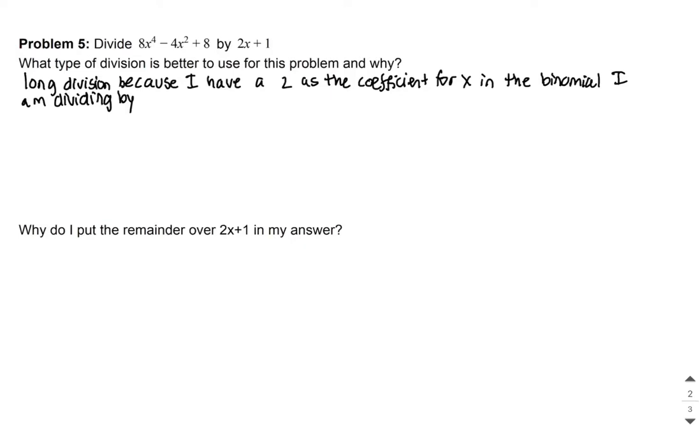Because I have this 2 in front of the x, if I did use synthetic division, which I could do, I would need to remember to divide everything by 2 at the end, and that's hard to remember to do. Synthetic division is supposed to be a shortcut, but having the extra steps takes away from it being a shortcut. So long division makes more sense to use for this example.